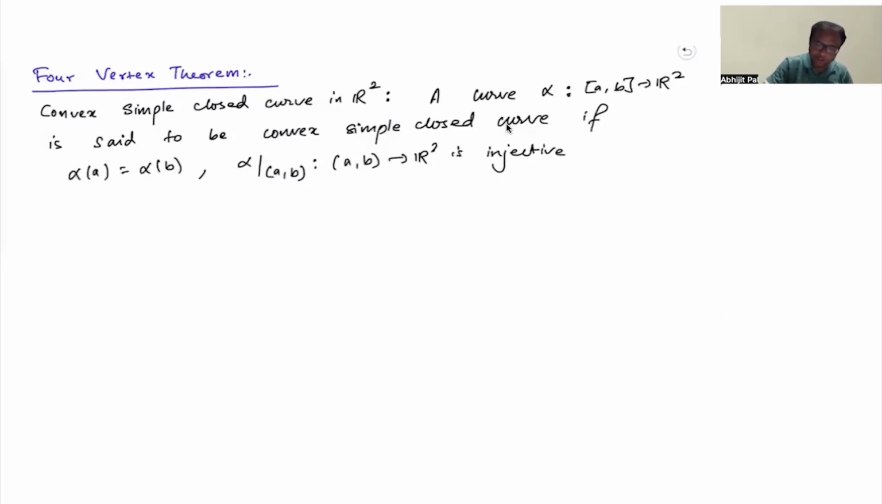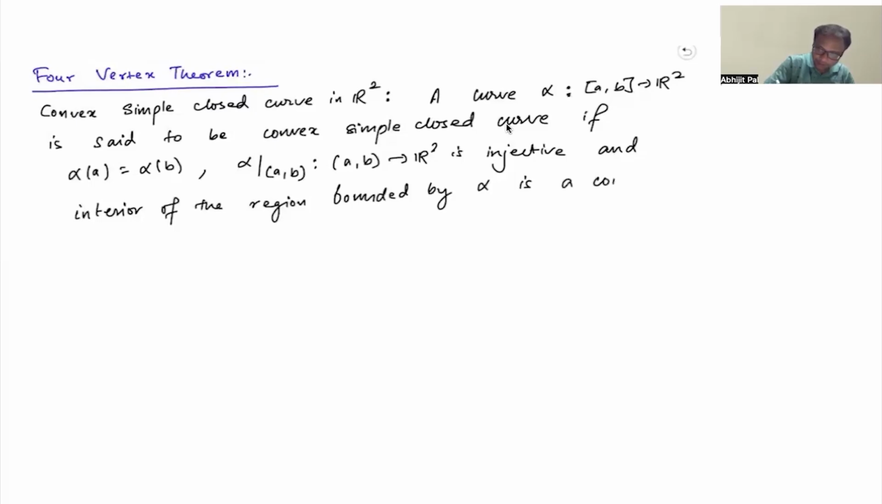And what is the meaning of convex? Convexity of alpha means the region bounded by alpha is a convex region, that is, the interior of the region bounded by alpha is a convex set in R2.